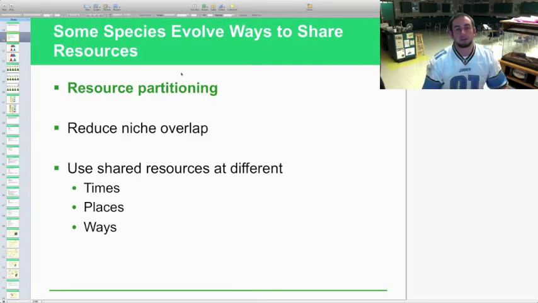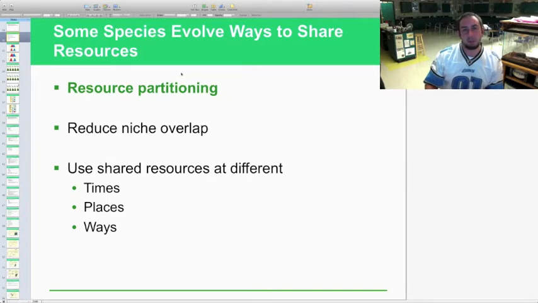One of the ways that species evolve is that they evolve ways of sharing the resource. That's one of the ways that they avoid the competitive exclusion principle. And this is called resource partitioning. Very good vocabulary words to write down, just like competitive exclusion principle was. It has to do with reducing niche overlap.